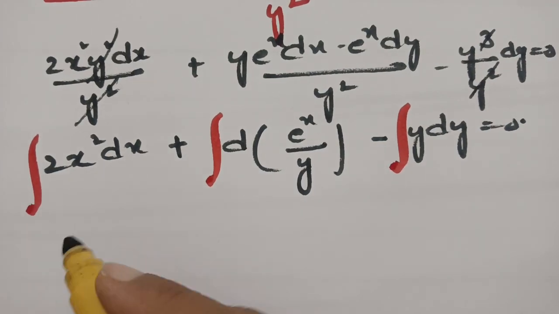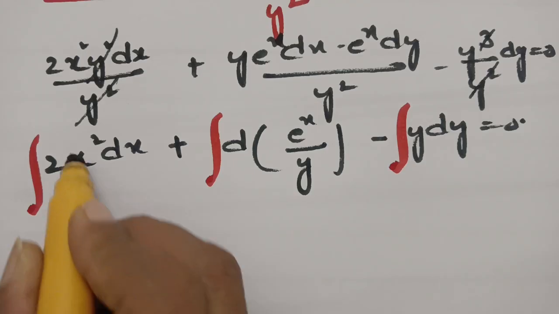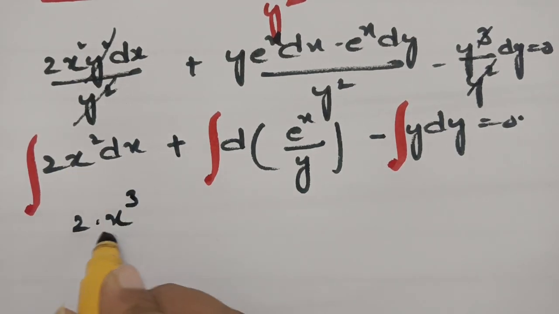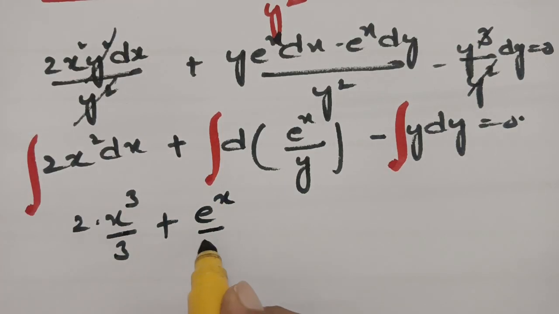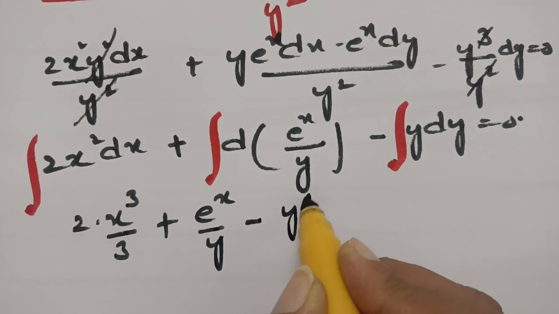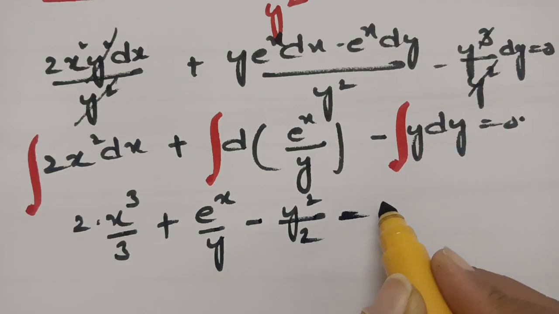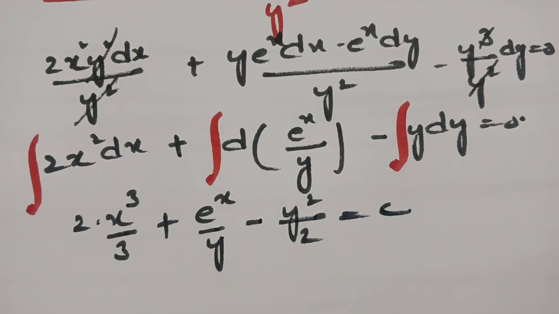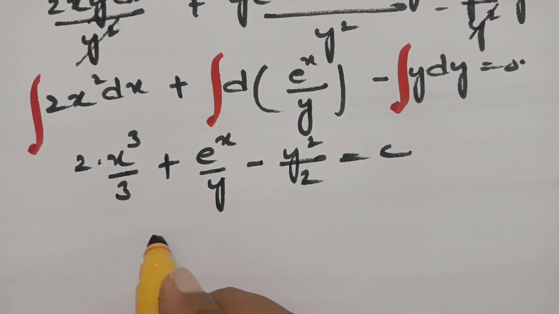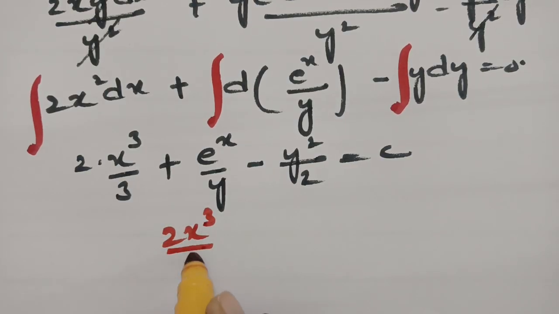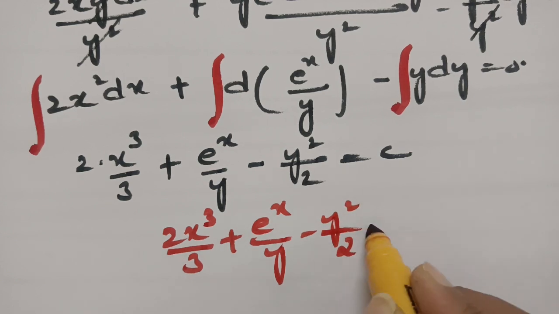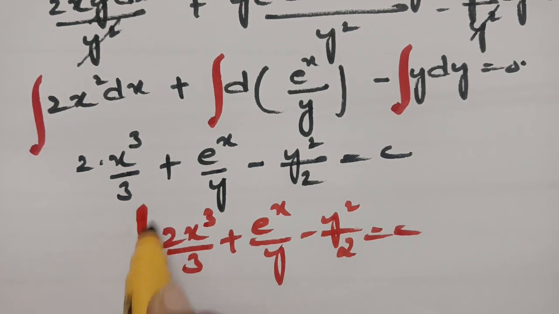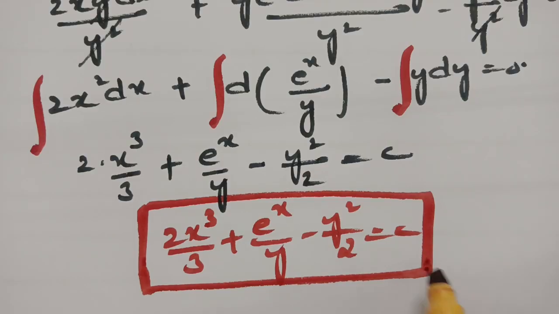So this is going to become 2 times x square, the value here is x cubed by 3. The derivative and integration got cancelled. This is e power x by y minus, for y, y square by 2, which is equal to c. And therefore the final result is 2x cubed by 3 plus e power x by y minus y square by 2 is equal to c, which is the required solution for the given non-exact differential equation.